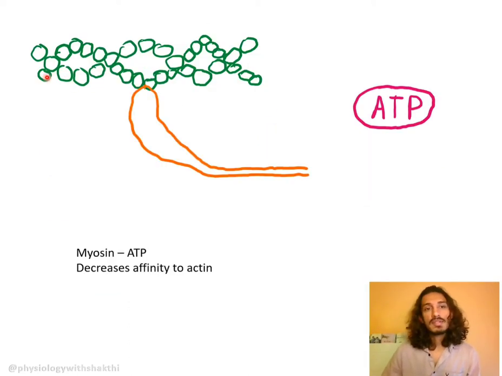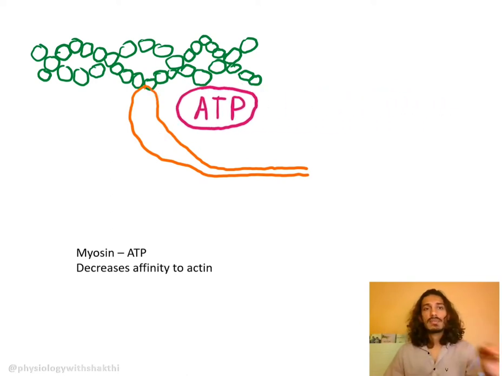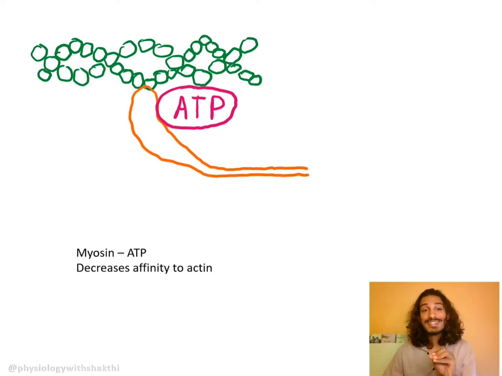So this is your actin and this is your myosin. In the resting state, which is what we're talking about right now, it is attached to it. Now ATP is going to come and bind to it. This decreases the affinity of myosin to your actin. So when ATP is bound, that decreases the affinity of myosin to actin, and once the affinity is decreased, it moves away.